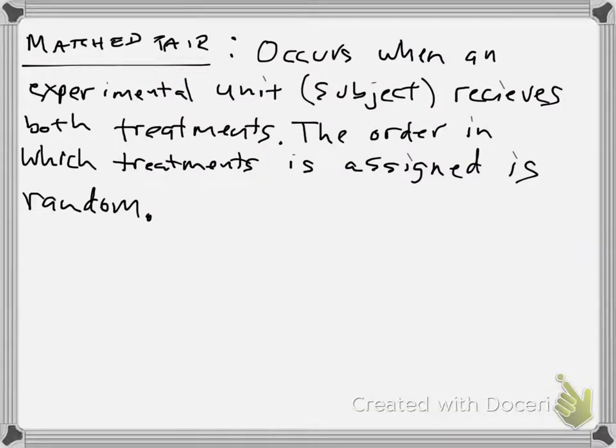Okay, our last kind of experimental design of the chapter is called matched pair, and this is what occurs when experimental units or subjects receive both treatments. And I'm going to limit it to two treatments here, or else things are going to get a little crazy. And the order in which treatments are assigned is random.